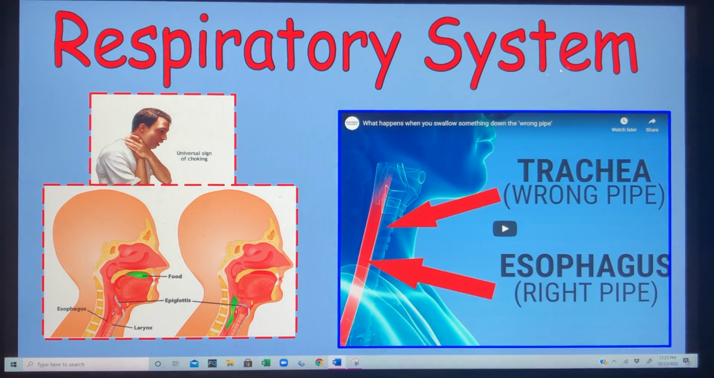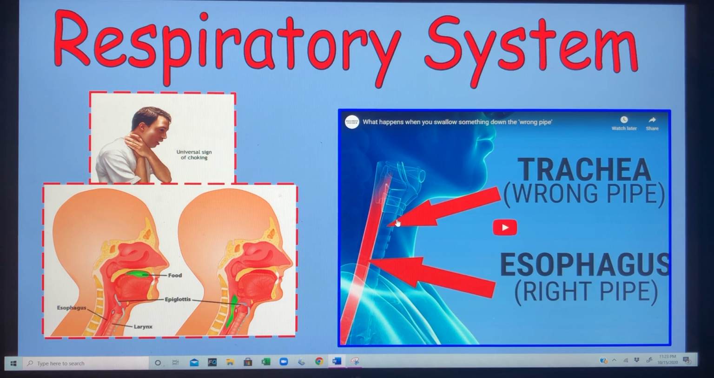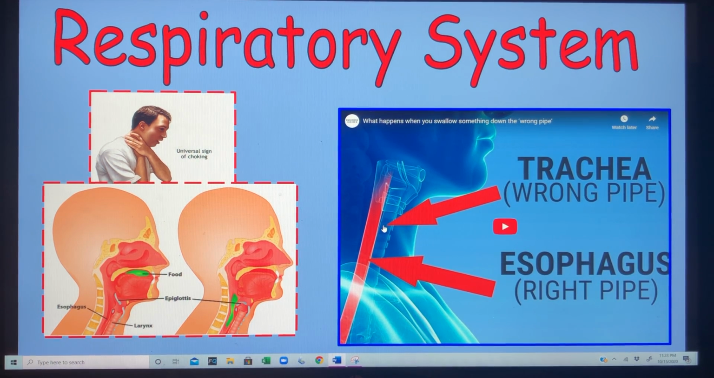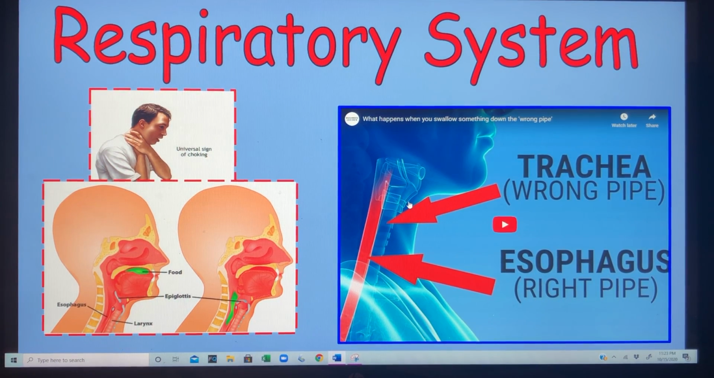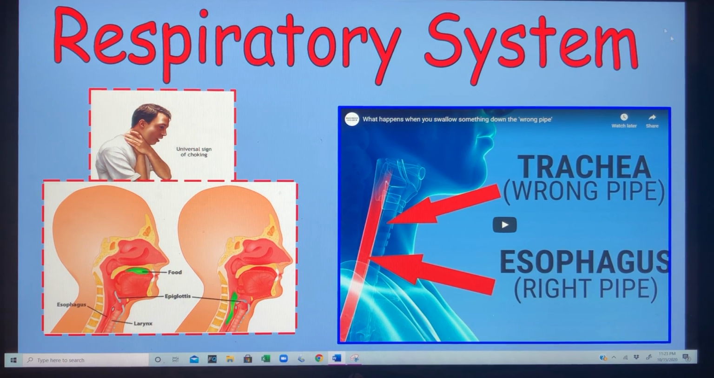At this time, we're actually going to watch a video that is going to show us the difference between the trachea, which is known as your windpipe, and also your esophagus. That's the tube where food moves down into your stomach. They are side by side. Watch the video and you will see what happens if food were to go down the wrong pipe.